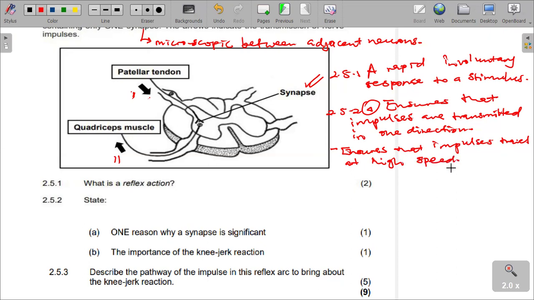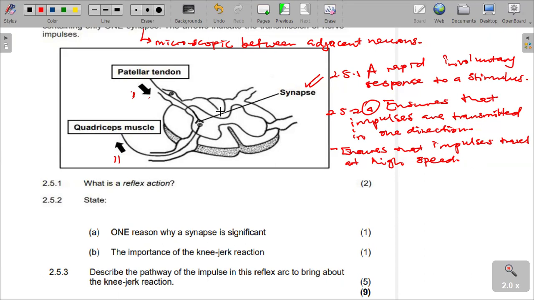And impulses are also stimulated to travel at one speed as a result of the synapse. The synapse ensures that impulses travel at one speed, in one direction, at a high speed as well.